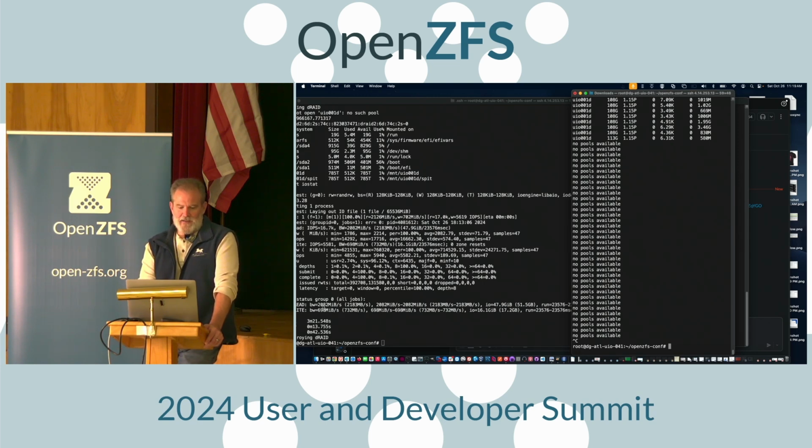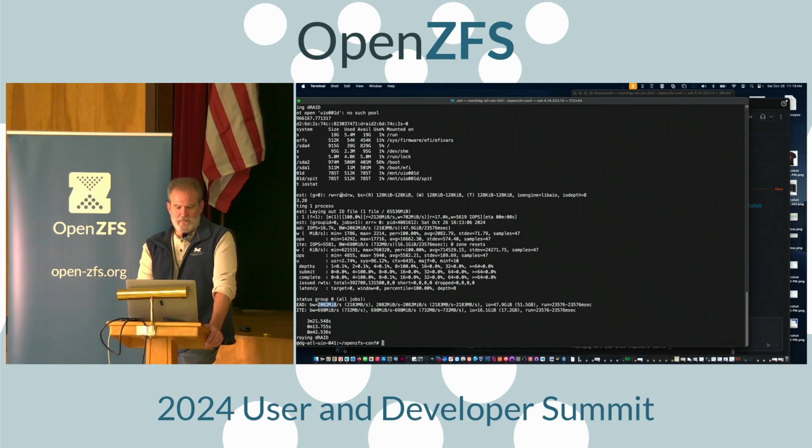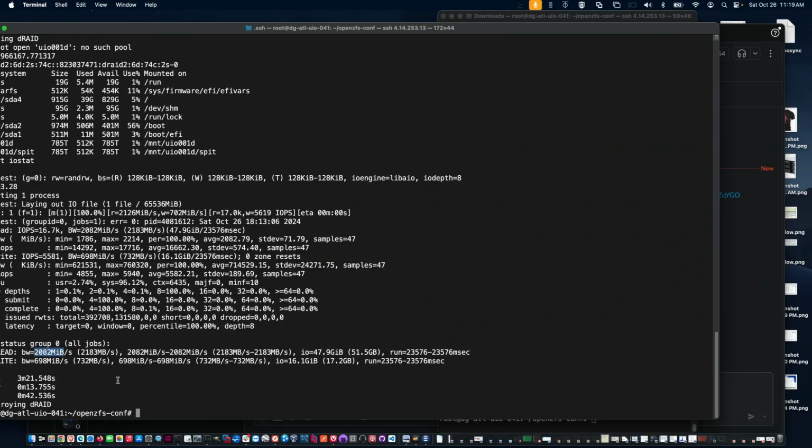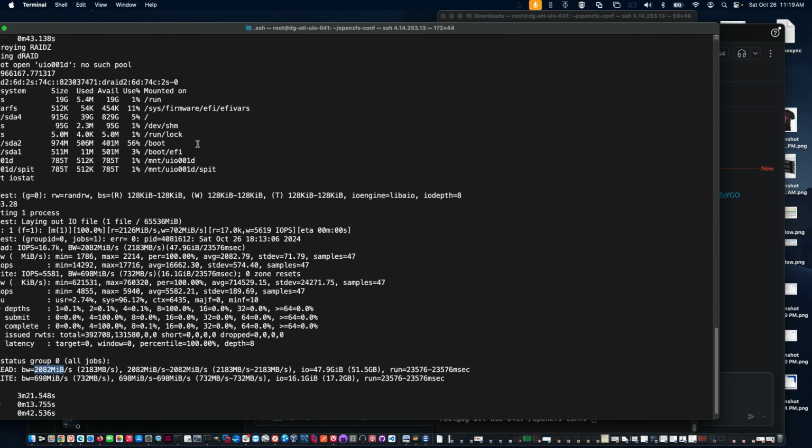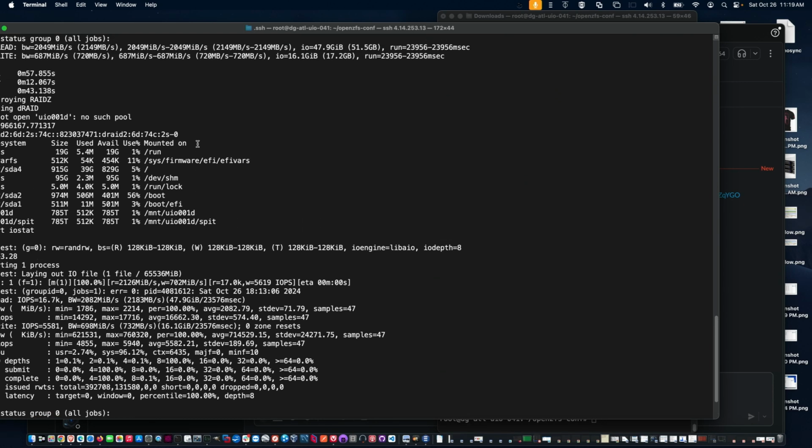So yeah, you can go back. It obviously finished minutes ago, but it's still 2 gig, 700 meg. So roughly how big was the difference between the FIO, the RAIDZ, and the dRAID on the actual writes?